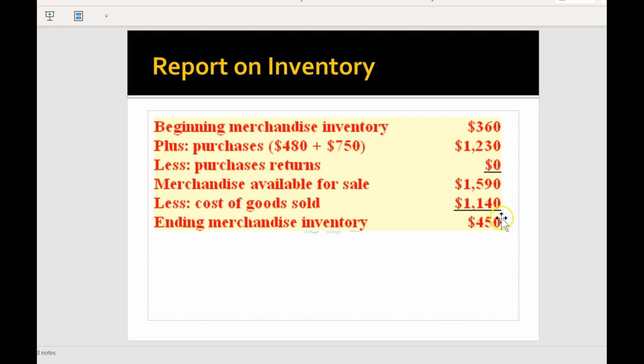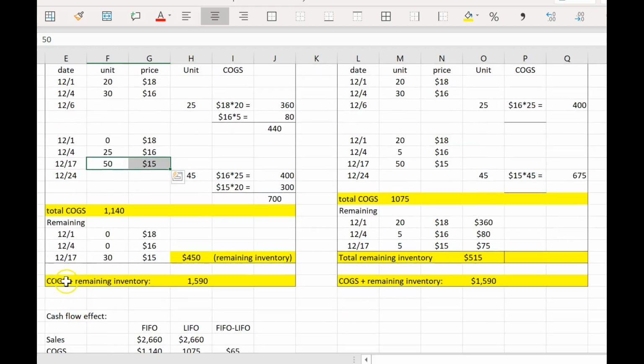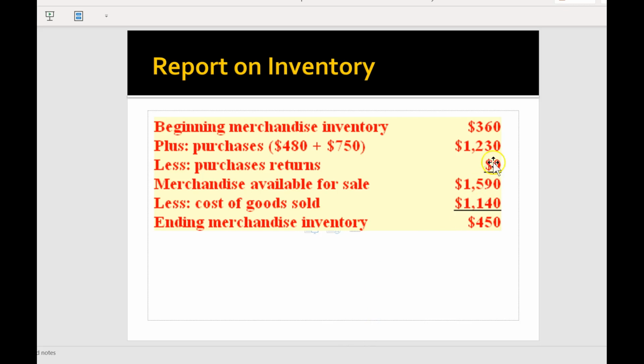So purchase plus beginning balance, that's available for sale. That is what I was talking about here. If I'm adding them up, that's the available for sale. Available for sale means the inventories on hand that are available for us to sell, or available to be sold. That would be split between you either sold them or you kept them.